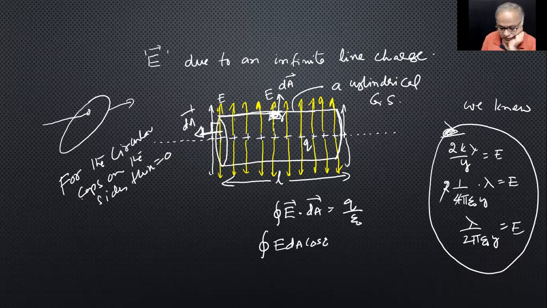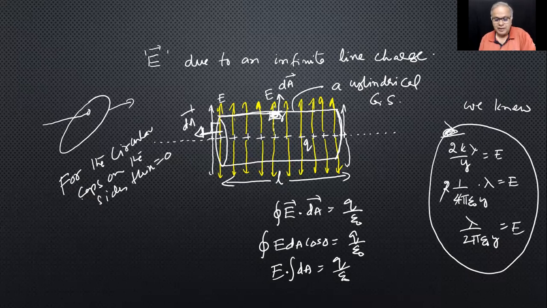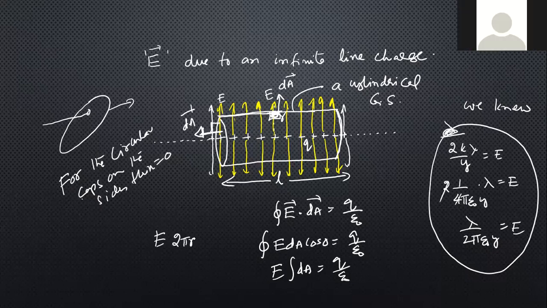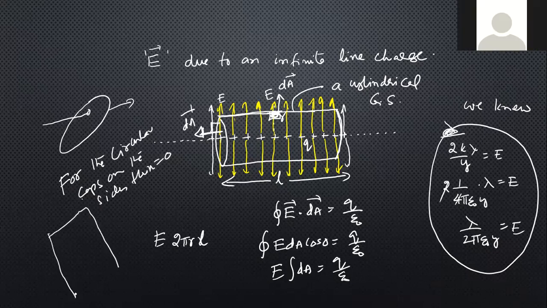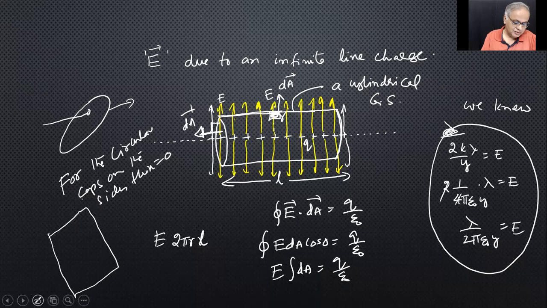So this is written as E dA cos 0 equals Q by epsilon 0. Shall I write straight away now? E into dA equals Q by epsilon 0. What is the area for this cylinder? This radius is R, length is L. 2 pi RL. 2 pi R is one side length, L is the other side. It will form a rectangle like this, right?